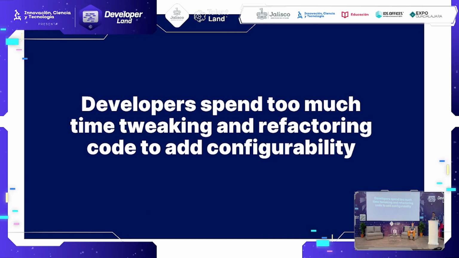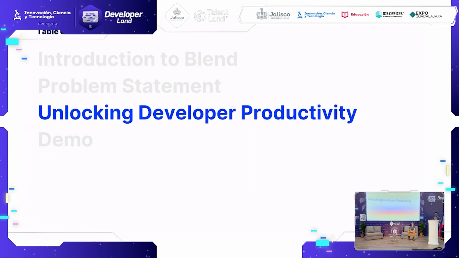But really what this boils down to is this problem that developers spend a lot of time tweaking parts of the application to better fit a specific financial institution's needs. And so that's the problem we want to solve. So let's talk about how we unlock developer productivity.